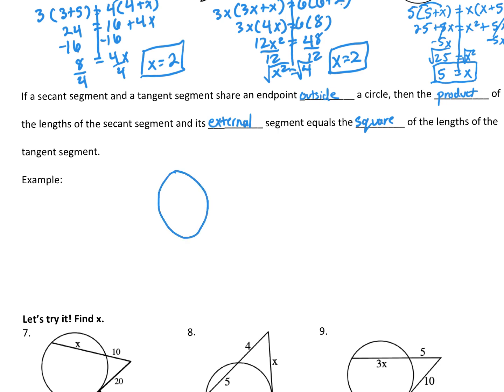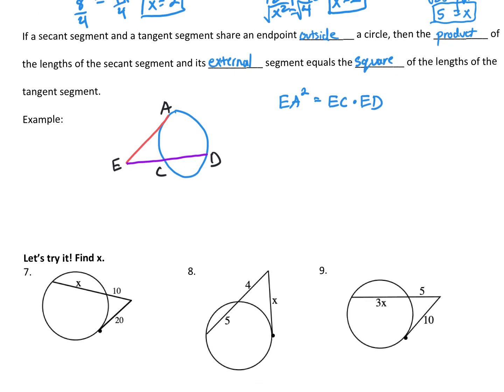If I draw a circle, and let's say this is my tangent, and say this is my secant, because a secant cuts through. We'll label this E, A, C, D. We can say E to A squared, the tangent squared, equals EC, the outside, times the whole thing, ED. And I'll show you what that means.